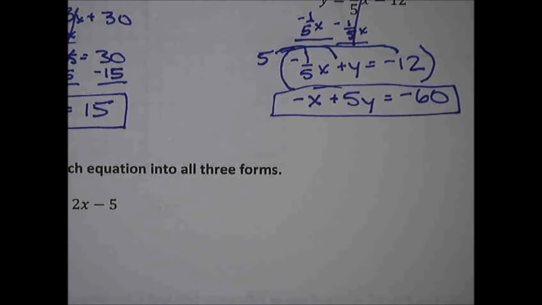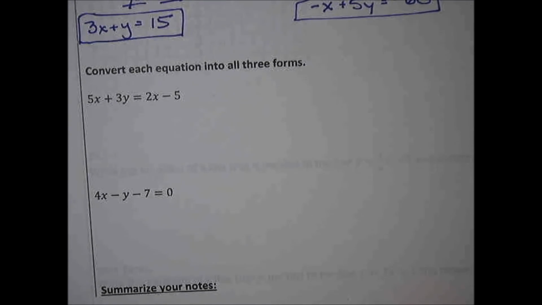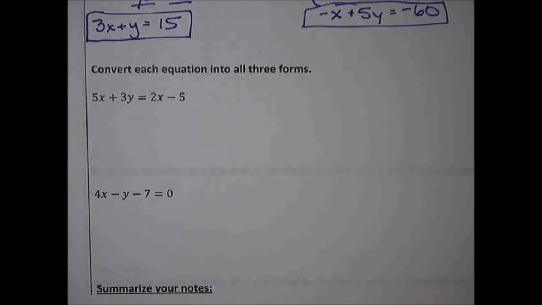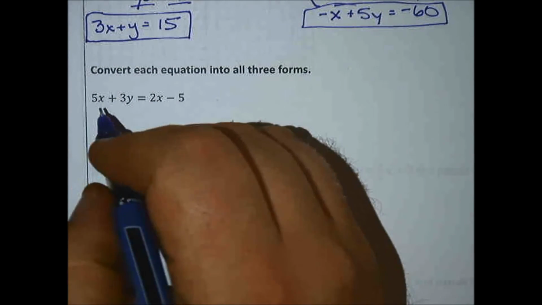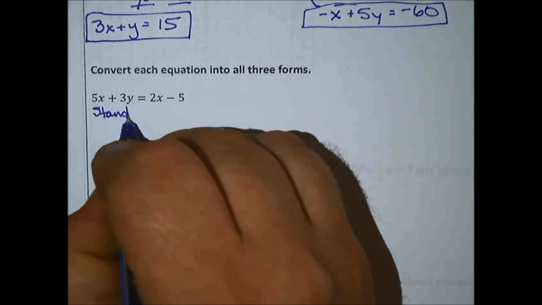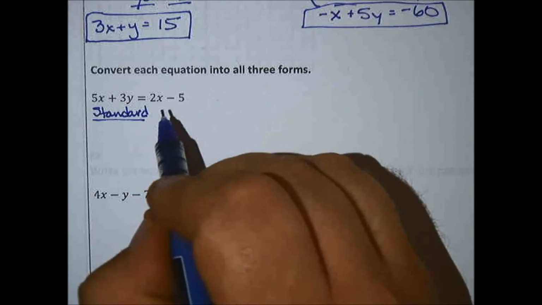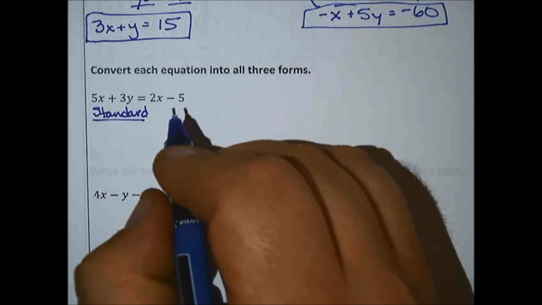Let's look at the bottom part. We're going to take these problems and convert them into all three forms. They're not given in any specific form, but we're going to practice putting them into standard form, slope-intercept form, and point-slope form. You can go in any order you would like, but I'm just going to start off by going into standard form. Remember, for standard form, I want x and y on the same side and a constant on the other side.